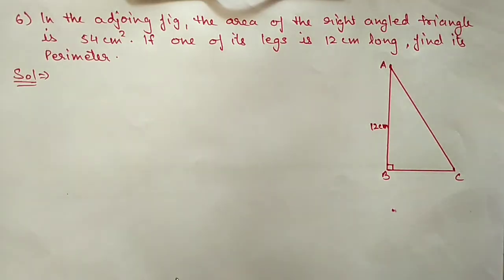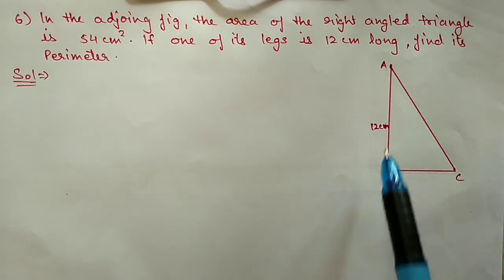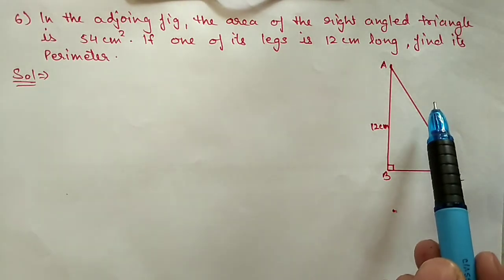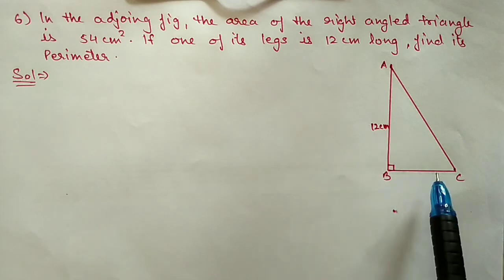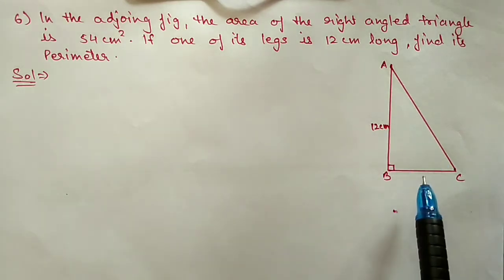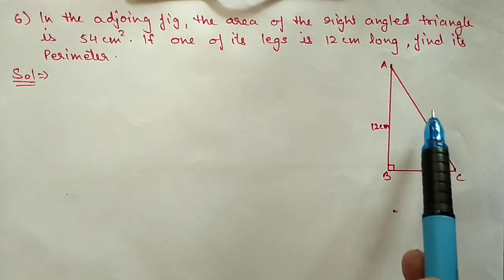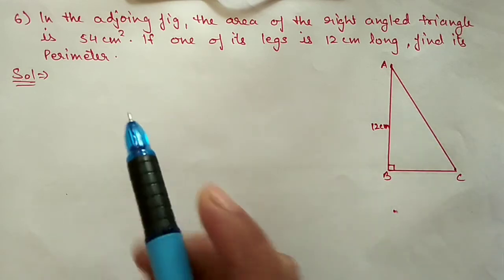Next, question number 6. In the adjoining figure, the area of the right angle triangle is 54 centimeter square. If one of its legs is 12 centimeter long, find its perimeter. So one leg means this side is given. This side we will call the hypotenuse of the right angle triangle, and the other two sides we can call legs. So one is given. First we will find out the other one with the help of area, and then with the help of Pythagoras we will find out the third side also, and then the perimeter.